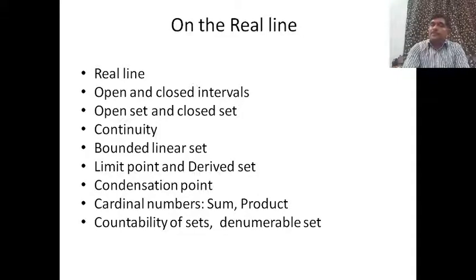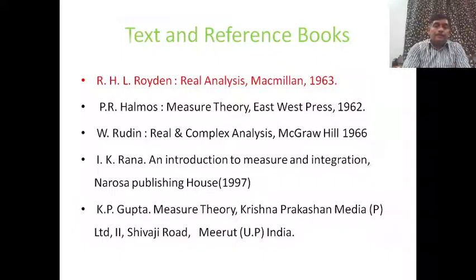These are some of the prerequisite things we must remember, and these are some of the textbooks and reference books for learning measure theory. The fundamental one is the Royden book, which we utilize for studying measure theory, that is Real Analysis, Macmillan 1963. These three are the reference books: P.R. Halmos, Measure Theory, East West Press 1962, and the Walter Rudin book, which is sometimes useful. These are some Indian author books, well written by I.K. Rana, An Introduction to Measure Theory and Integration.